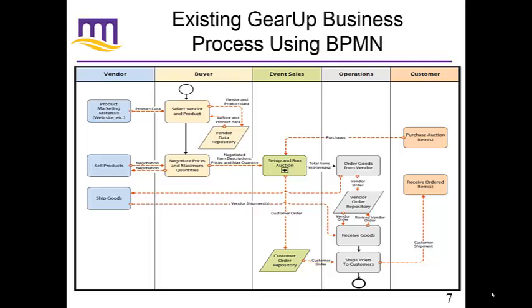Now you'll see here that there's actually 3 different data repositories. There's the vendor data repository, there's the customer order repository, and there's a vendor order repository. Part of the problem that was occurring at GearUp was that these 3 pieces of data were separate. And so the buyer wasn't seeing what was going on in operations. And that was a major problem, or at least it's suspected to be a problem. They haven't done a comparison yet to really see if it is.